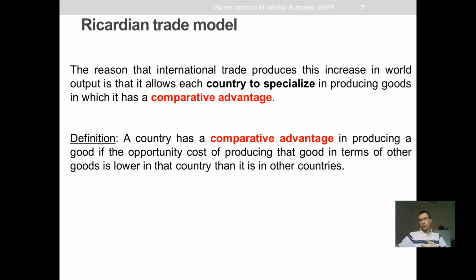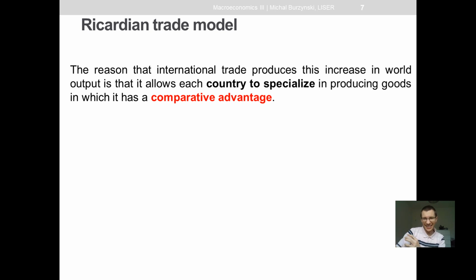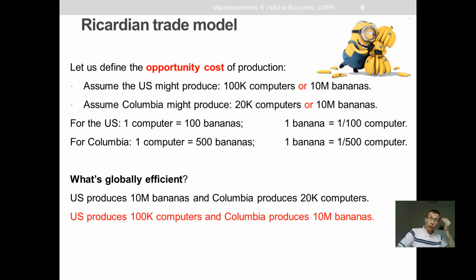And in this way, we smoothly came to the formal definition of comparative advantage. So what the notion of comparative advantage tells us is that the opportunity cost of producing a particular good, in terms of another good, is lower than in the other country. And this is exactly what we saw here. So the opportunity cost of producing one computer was the lowest in the United States.